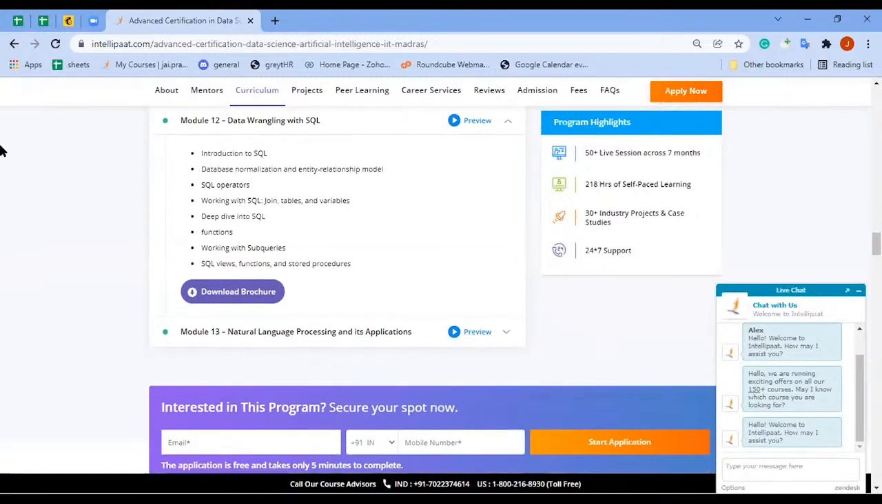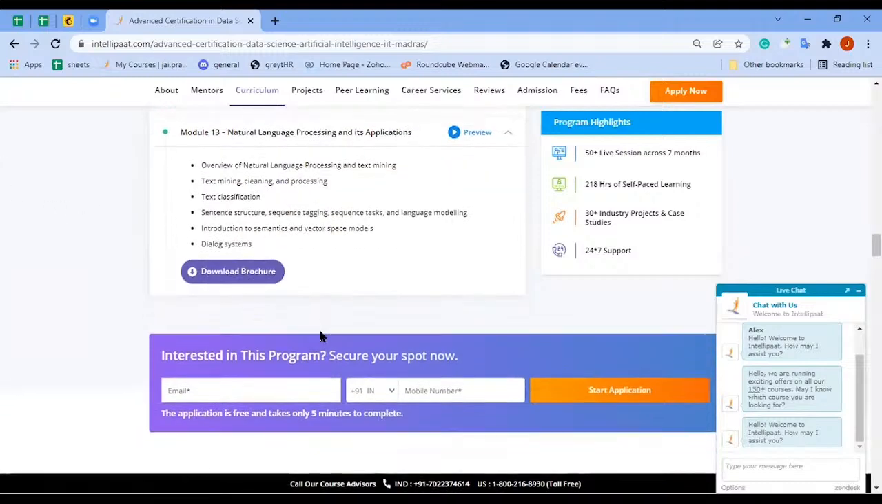Now, why SQL? Because we are giving you 100% knowledge in data science, so it is important for you to start from zero. In SQL, which is the database course, you will understand how to pull out data from the database of a company.